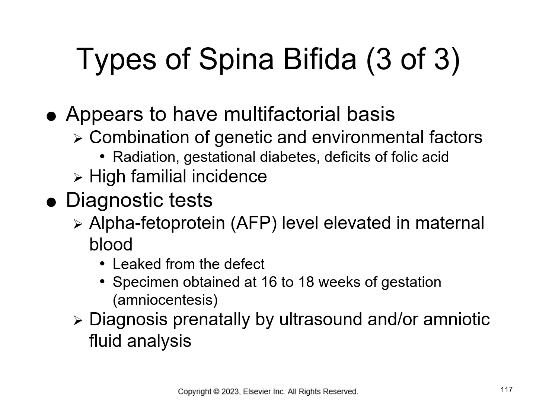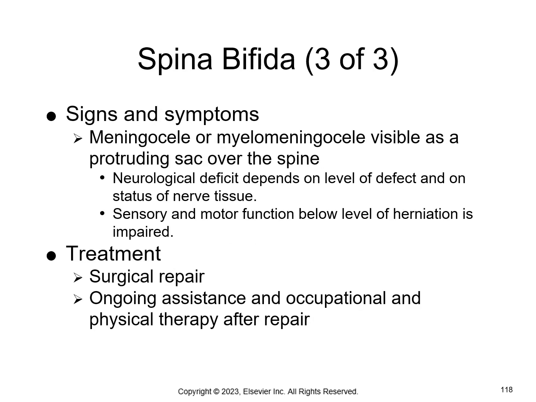We can diagnose prenatally by ultrasound or amniotic fluid analysis as well. Signs and symptoms of a meningocele or myelomeningocele are visible as a protruding sac over the spine. There will be a neurological deficit depending on the level of the defect and on the status of the nerve tissue. Sensory and motor function below the level of herniation is going to be impaired. To treat, we do a surgical repair, and then the person will need ongoing help and occupational and physical therapy after the repair.